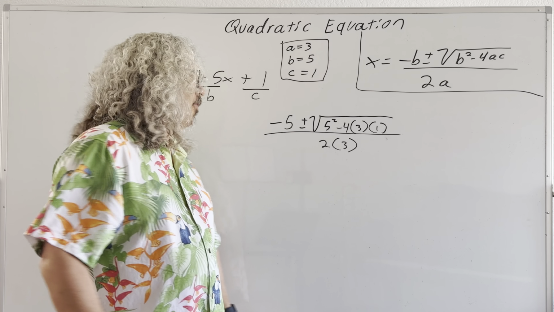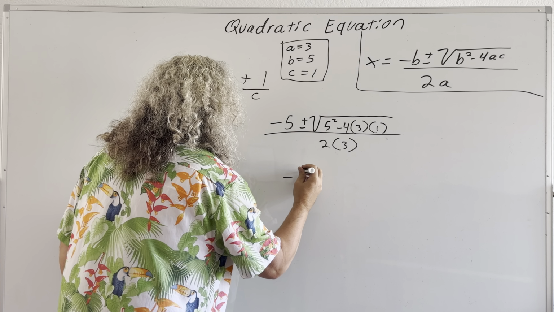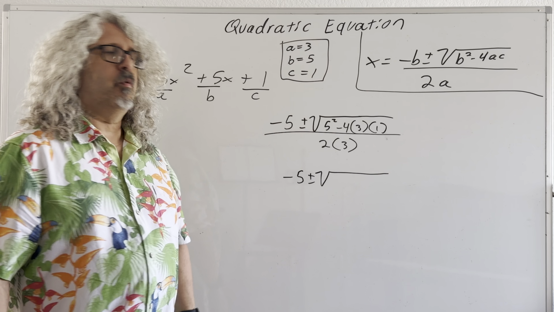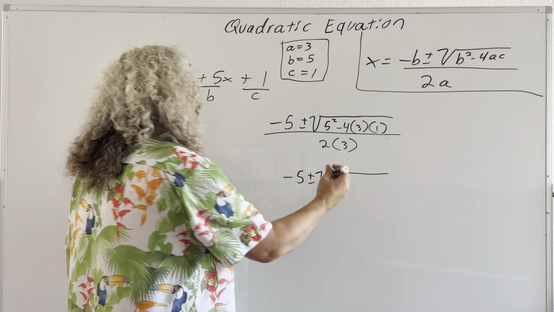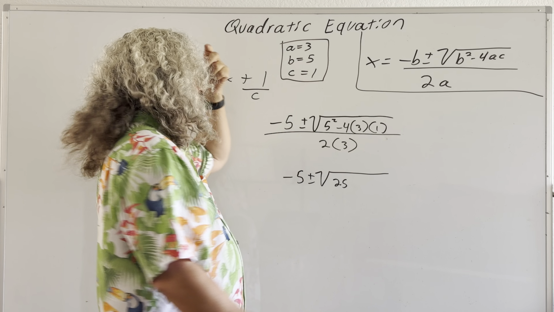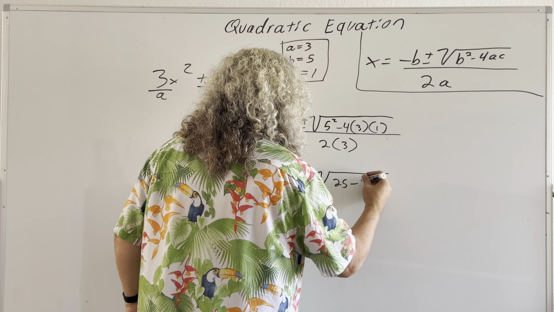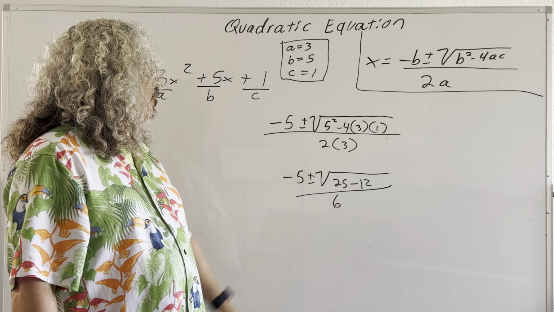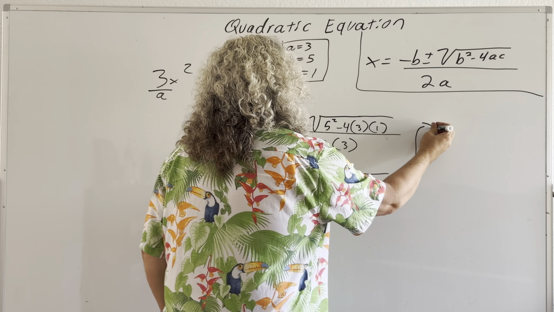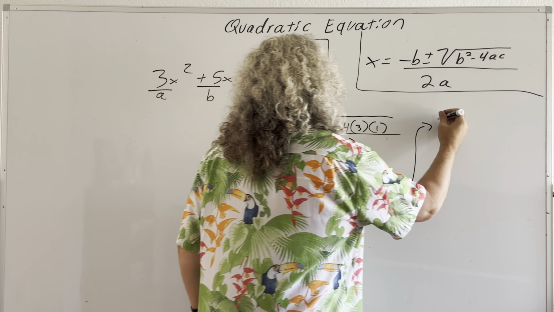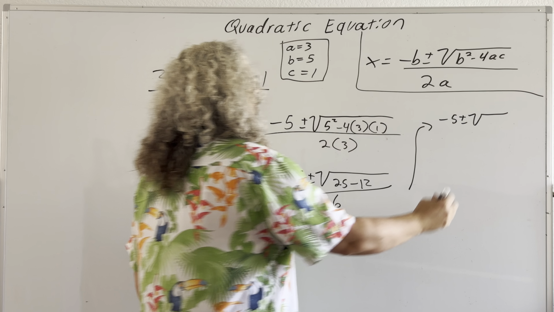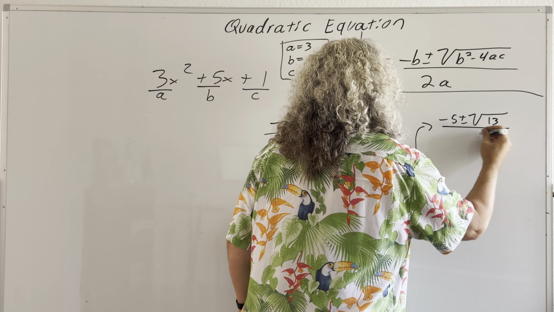Now I'm going to do the math. -5, I can't do anything with him. Plus or minus the square root of: what is 5 squared? 5 squared is 25. What is -4 times 3? That's going to be -12. Then -12 times 1 is -12. So 25 minus 12, all over 6. Can I do something there? Sure I can. I'm going to write -5 plus or minus the square root of, and what is 25 minus 12? That would be 13, over 6.